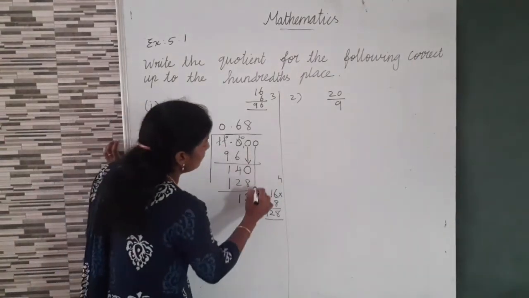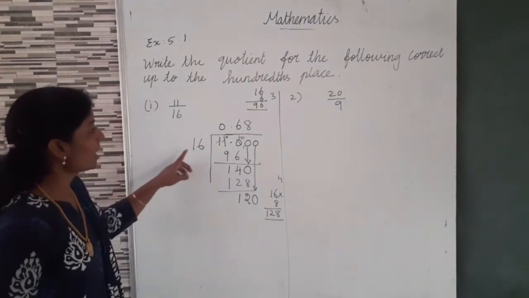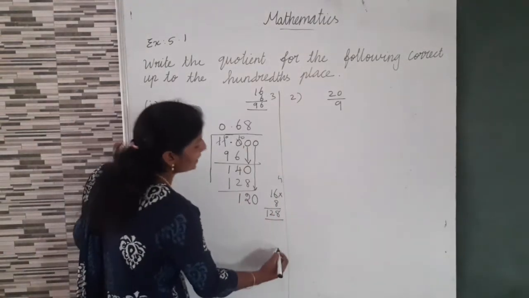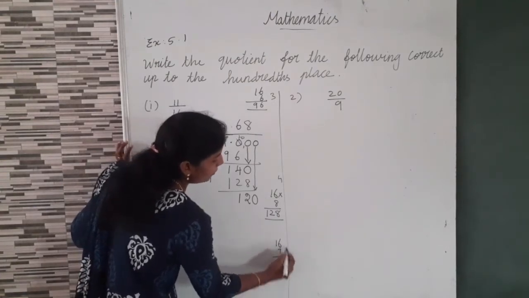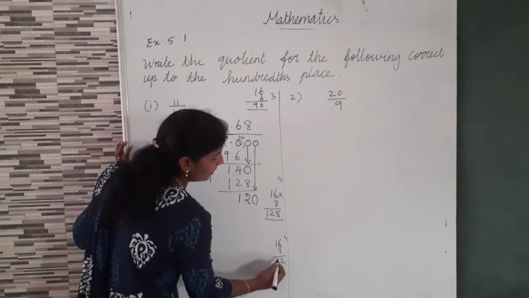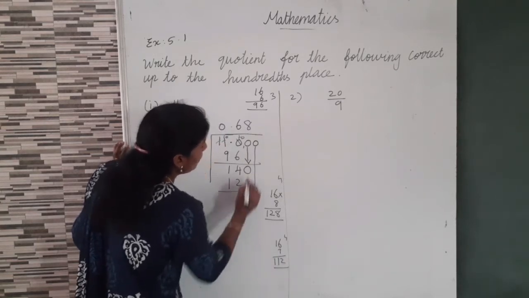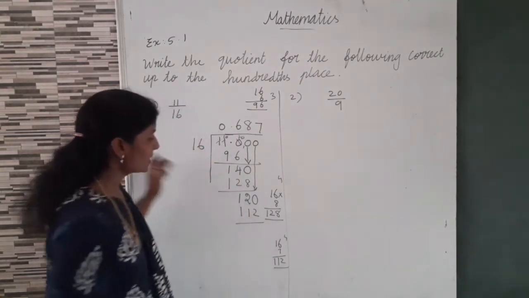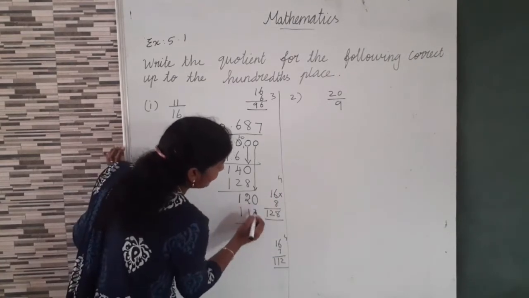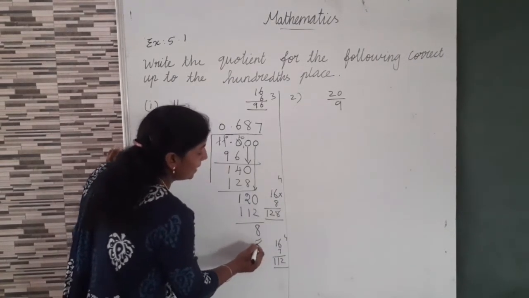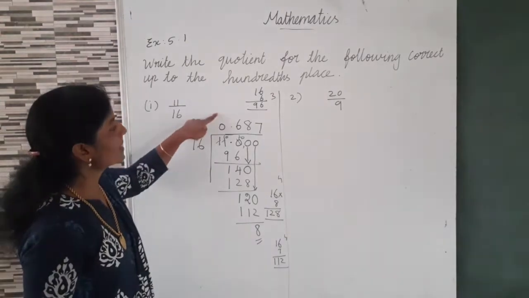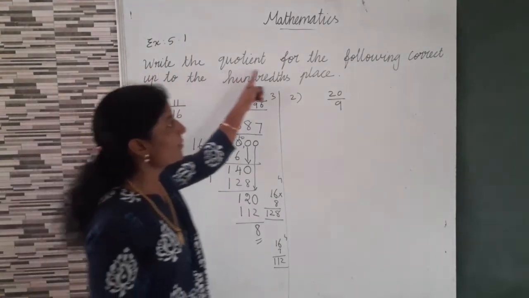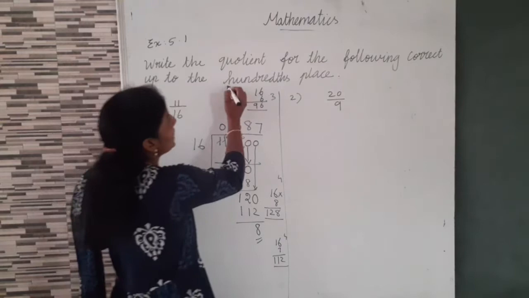Now the next 0 we bring down, 120. Now 16, we can take 7 times. 6 sevens are 42, 4 balance. 1 into 7, 7 plus 4, 11. So 7 times, 112. Now we subtract it. 10 minus 2 is 8. Remainder is 8. Quotient is 0.687. We can stop because we need the quotient correct up to the 100th place.